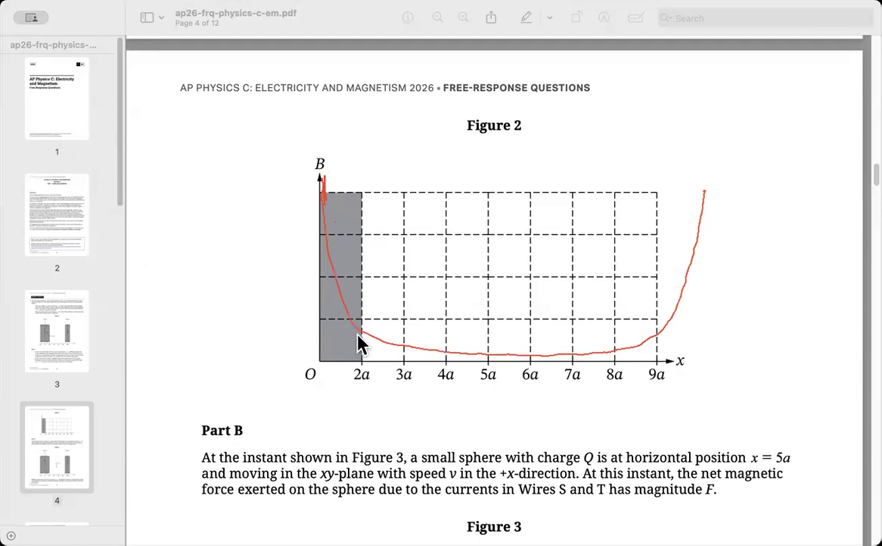Of course, you would stop it between 2A and 9A, so you don't have to draw from 0 to 2A, or past 9A. But past 9A, it would go unbounded to infinity at the value of 10A. It'd be an asymptote there.